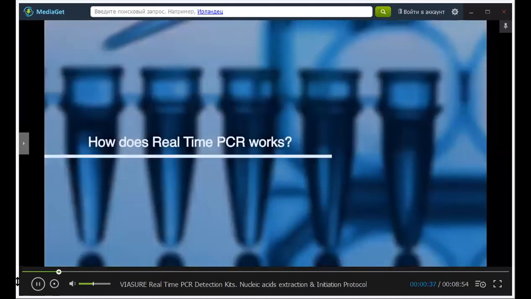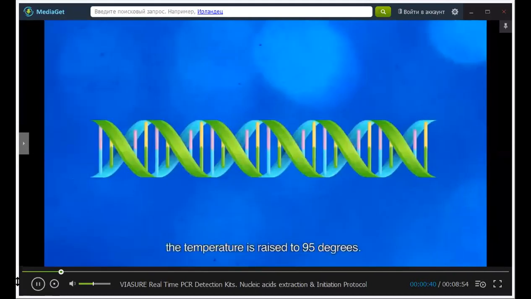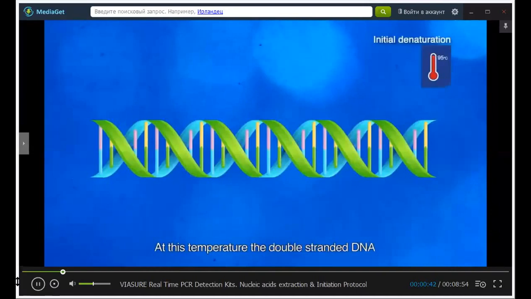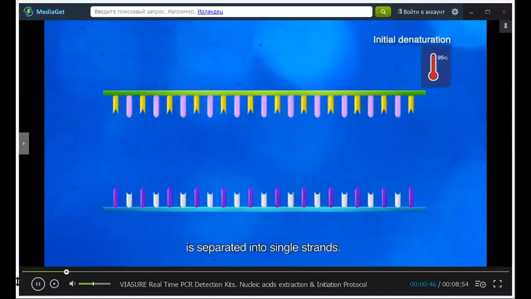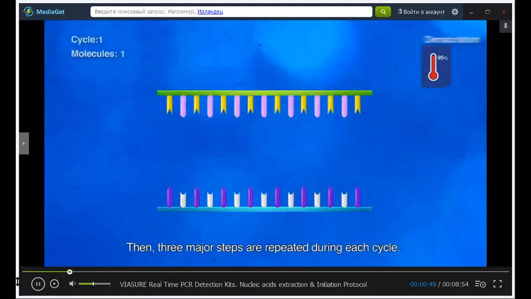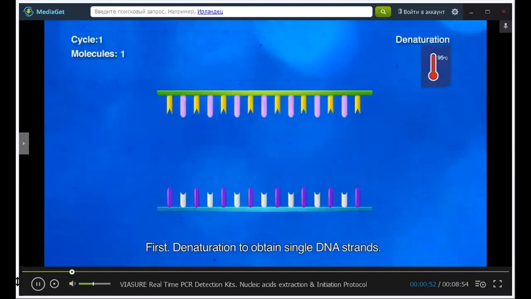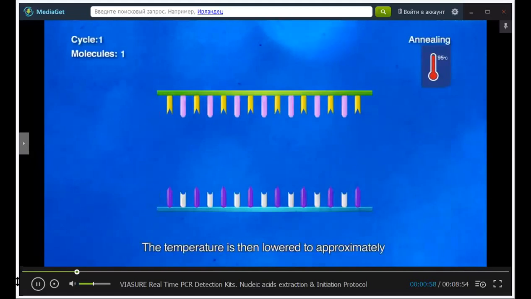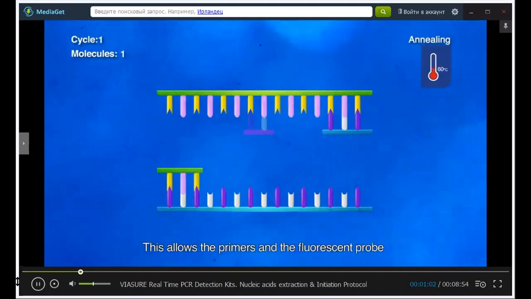To begin the reaction, the temperature is raised to 95 degrees. At this temperature, the double-stranded DNA is separated into single strands. Then three major steps are repeated during each cycle. First, denaturation to obtain single DNA strands. Second, annealing. The temperature is then lowered to approximately 60 degrees. This allows the primers and the fluorescent probe to bind to your target sequence of interest.